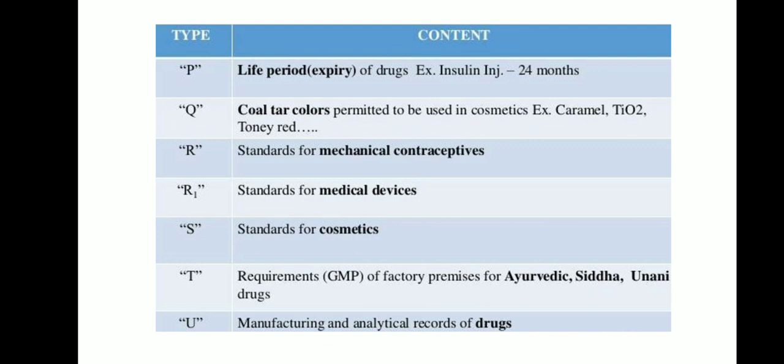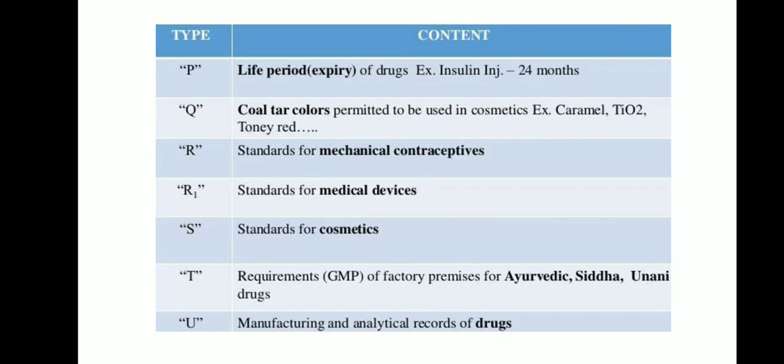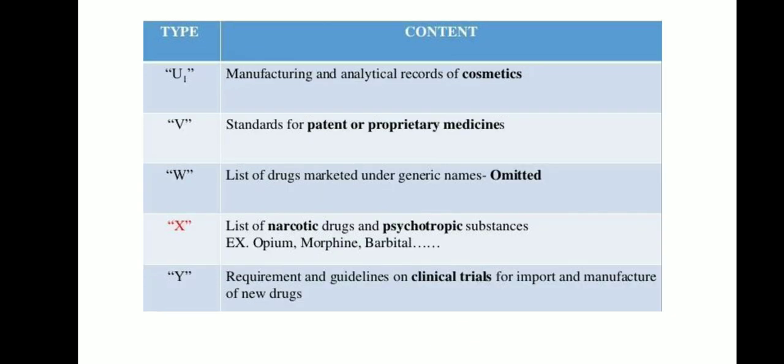And Schedule U is for the manufacturing and analytical records of drugs. When we are preparing and manufacturing drugs, there will be records. You should keep some records for that drug. That is coming under Schedule U. Next Schedule U1, the manufacturing and analytical records, same as Schedule U, but it is for cosmetics. So Schedule U was for the manufacturing and analytical records of drugs. U1 for manufacturing and analytical records of cosmetics.